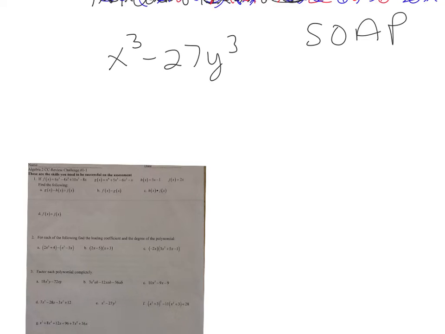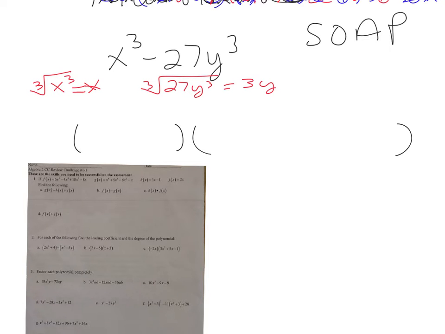So that's the difference of perfect cubes. All right, so I'm going to set up my small parentheses and my large parentheses. I want to write down the cube roots. The cube root of x to the third is x. And the cube root of 27y to the third is 3y. So remember, SOAP: same, opposite, always positive for the signs.